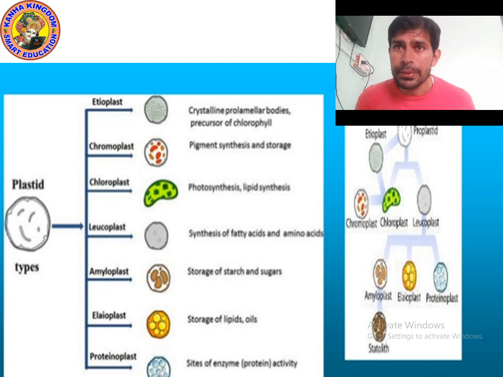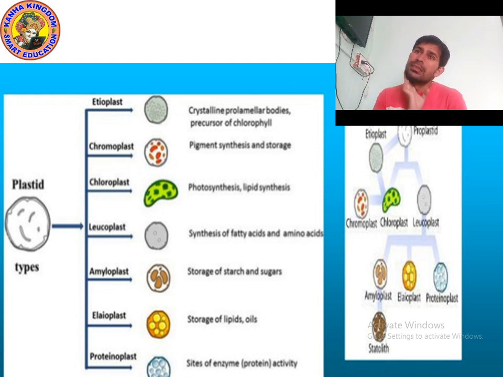Okay, kids. As you can see the picture, maybe the picture is not clear, but let me tell you, all these are different types of plastid. As you can see on the screen, I have shown different types of plastid: etioplast, chromoplast, chloroplast, leucoplast, amyloplast, elaioplast, proteinoplast. These are the different types of plastid, and they do different types of work.